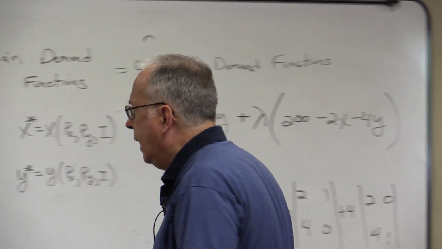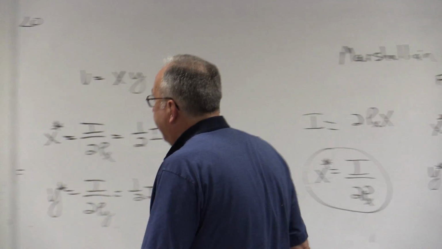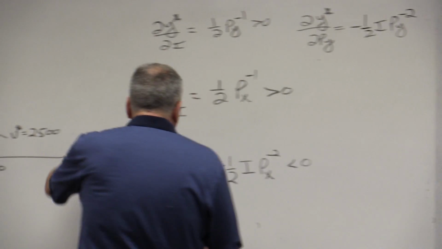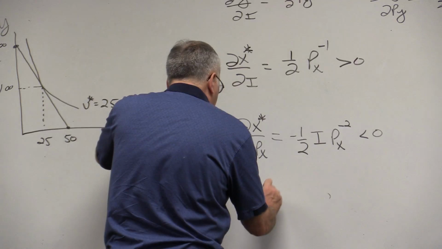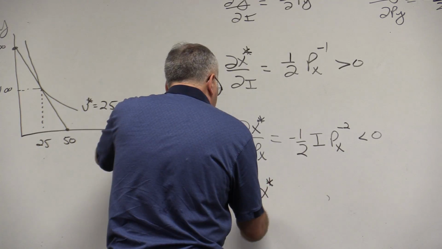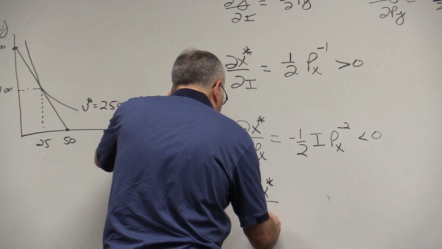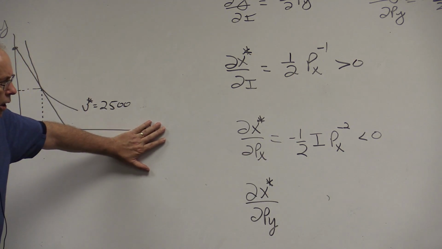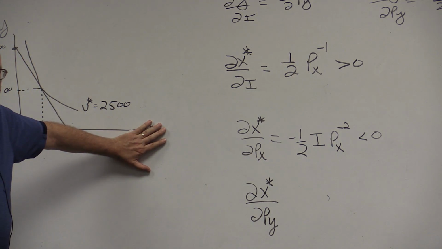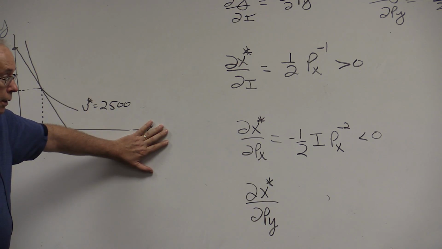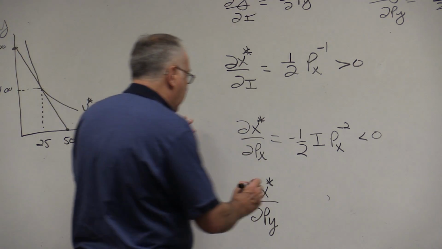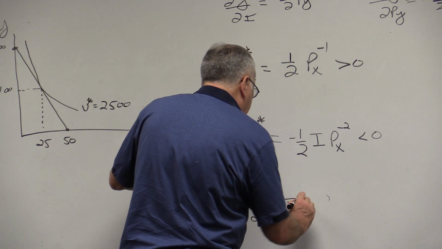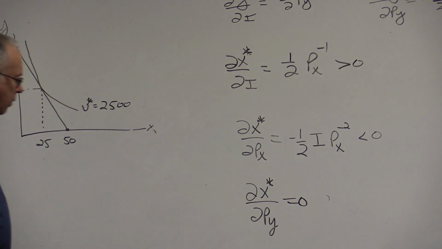Now in this particular case, what if I ask you what is partial X star, partial Py? What's the partial derivative of X star with respect to Py? 0. Because Py doesn't appear. So this is 0. In other words, this says the price of good Y has no effect on the optimal consumption of good X.